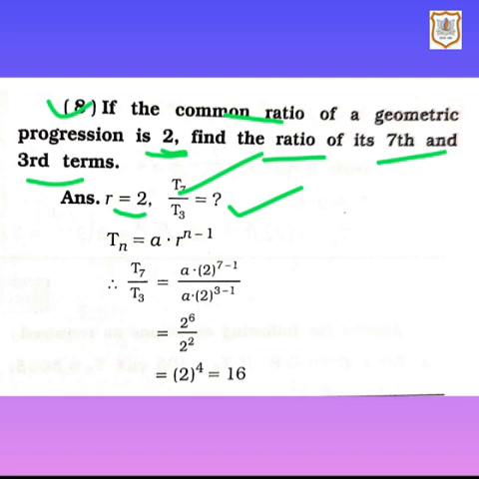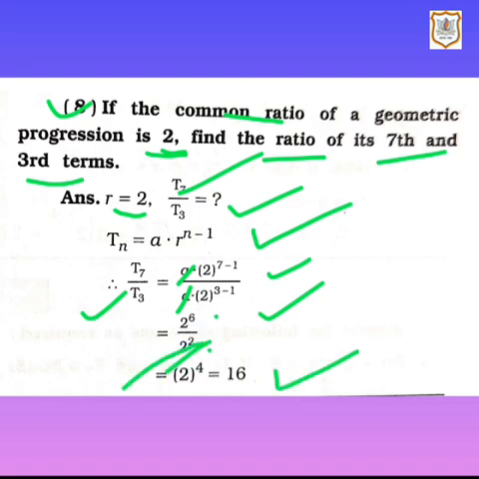Now we'll apply the formula Tn is equals to A multiplied by R to the power n minus 1. So T7 upon T3 is equals to A multiplied by 2 to the power 7 minus 1 upon A multiplied by 2 to the power 3 minus 1. A and A will be cancelled. What remains is 2 to the power 6 upon 2 to the power 2. 2 to the power 2 will be cancelled, and what remains is 2 to the power 4, that is 16. So we have taken out the ratio of 7th term and 3rd term.